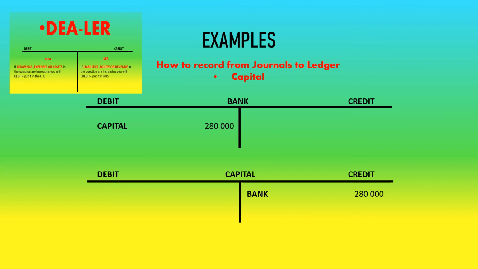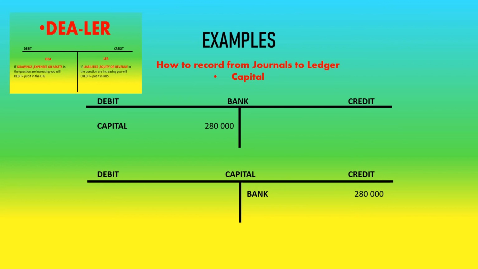And assets will form the first 3 letters of dealer. And if drawings, expenses or assets in the question are increasing, we will debit it, put it on the left hand side. So in the T account, you will put it in the left hand side. What description do you put? You put capital. So the description you put is where you're actually taking this money. So basically the opposite T account.